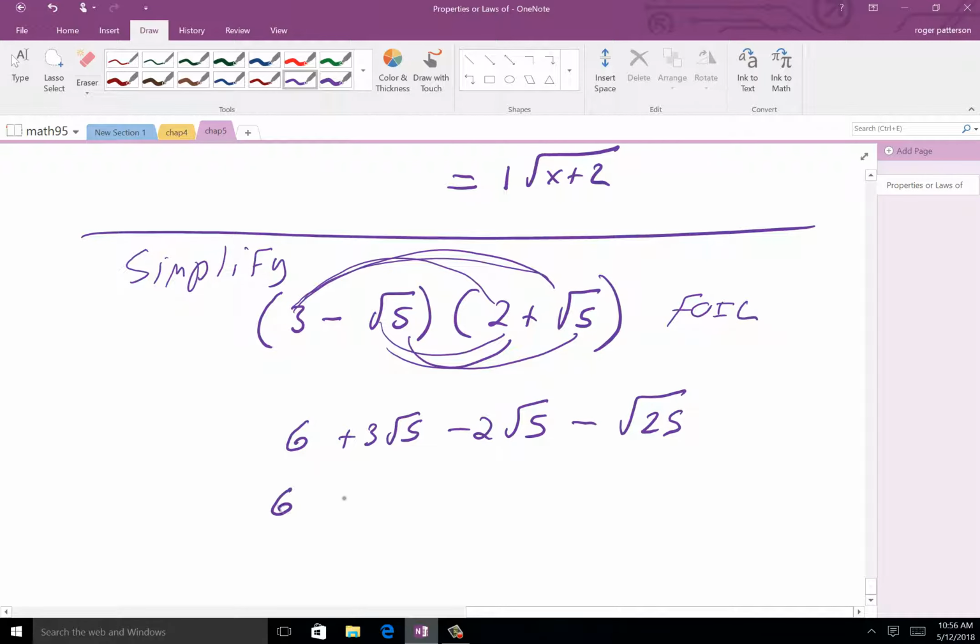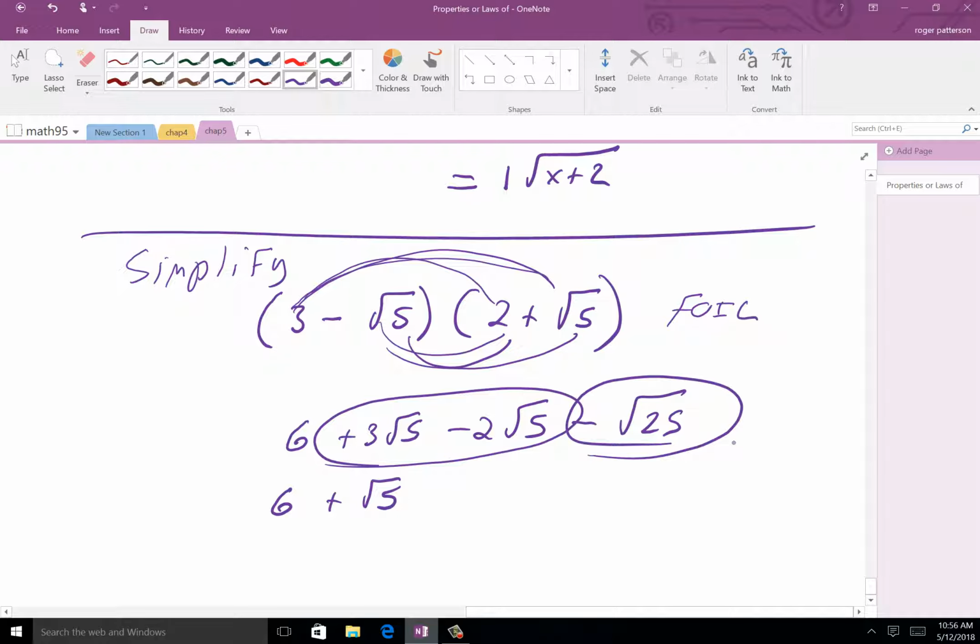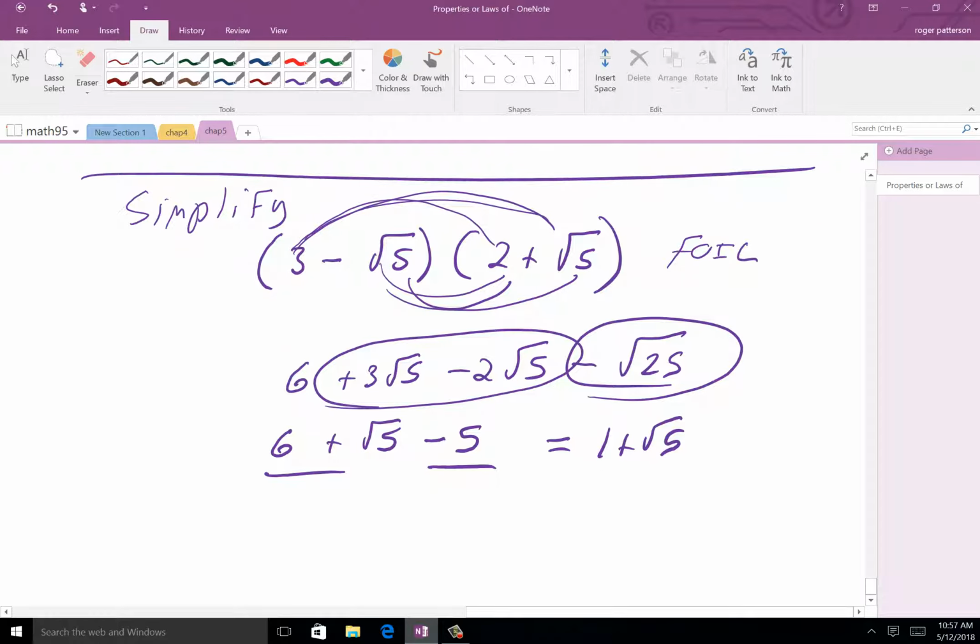So I get 6 here. What is this going to combine to? 1 square root of 5, right? What's the square root of 25? 5, so I go minus 5, and now I can finish this like that. So when we have double parentheses like this, we're going to just go ahead and FOIL it. Anytime you have double parentheses like that, you FOIL.